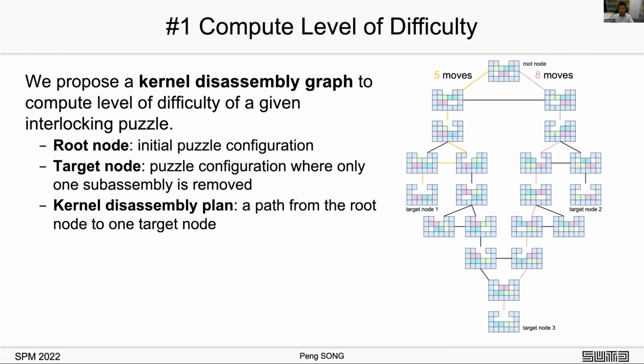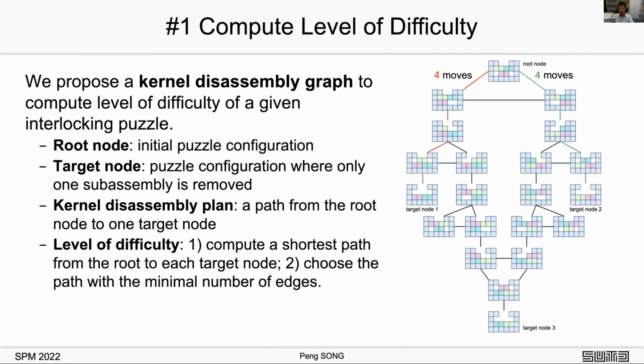A kernel disassembly plan is a path from the root node to a target node. There may exist many kernel disassembly plans. We choose two kernel disassembly plans in yellow and red color respectively. The yellow path takes 5 moves to take out the green piece, while the red path takes 8 moves to take out the pink piece. To compute the level of difficulty, we first compute the shortest path from the root node to each target node, and then choose the path with the minimum number of edges.